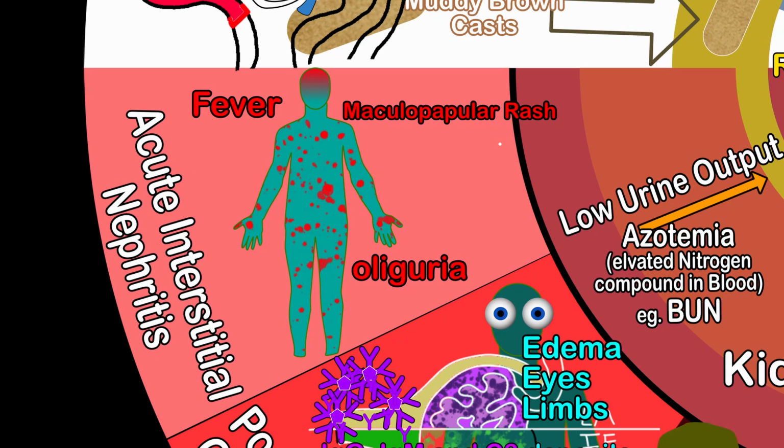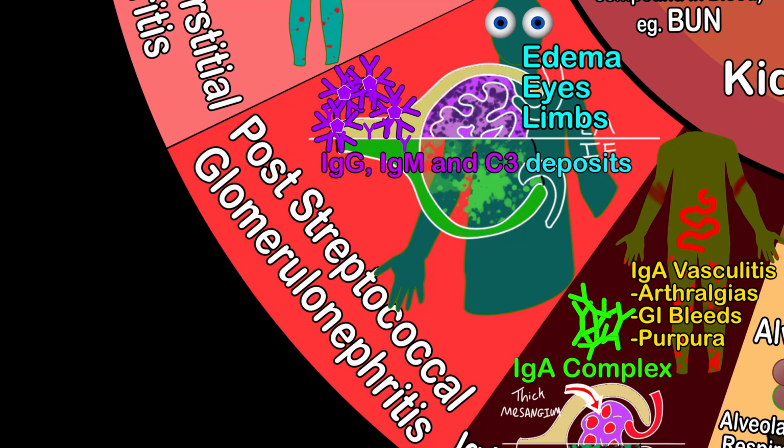Acute interstitial nephritis is inflammation, usually from a sort of medication or infection that presents as oliguria, fever, and maculopapular rash. Post-streptococcal glomerulonephritis, you guessed it, after a strep infection. You get some antibody deposition in the glomerulus, triggering some inflammation. Look out for edema, especially around the eyes and the limbs.